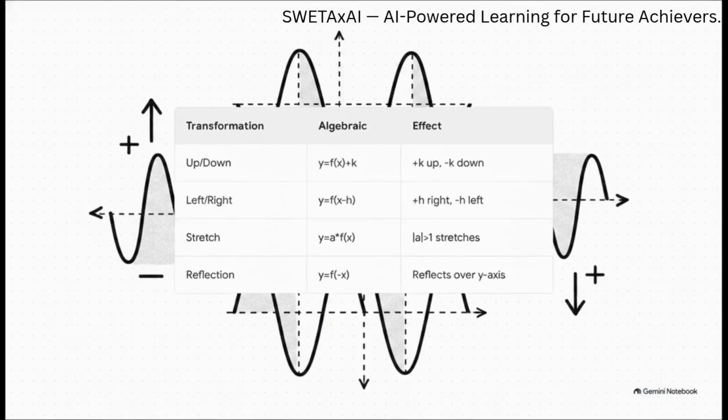Applying our trick to algebraic rules, you can see it perfectly. A plus k outside the function shifts the graph up, and a minus k shifts it down, completely normal. But a minus h inside the brackets actually moves the graph to the right, to the positive side. It's opposite. Furthermore, a multiplier a greater than 1 stretches the graph vertically, while a fraction compresses it, and a negative sign inside the function reflects the whole thing right across the y-axis.